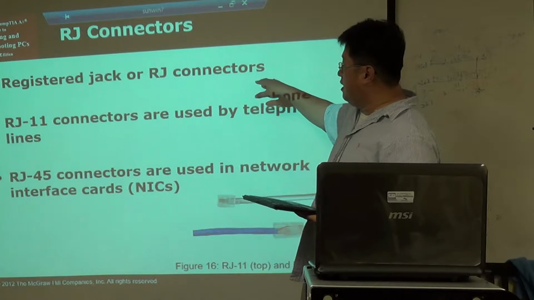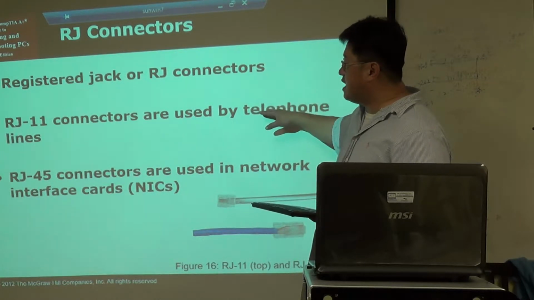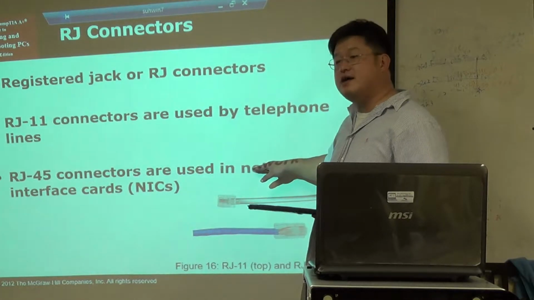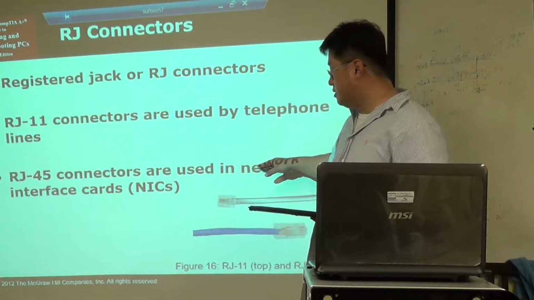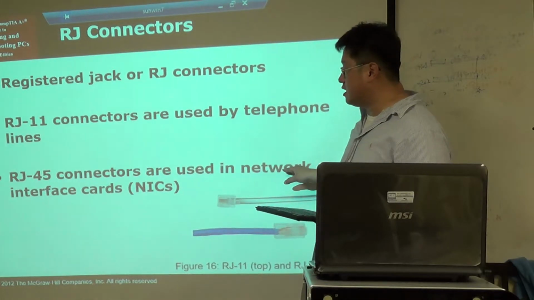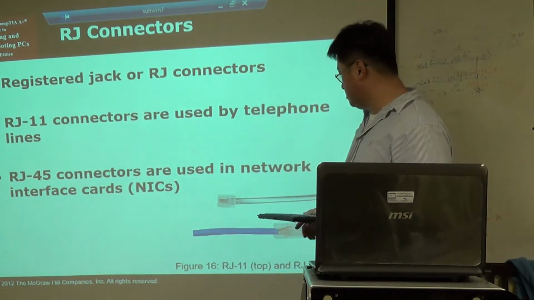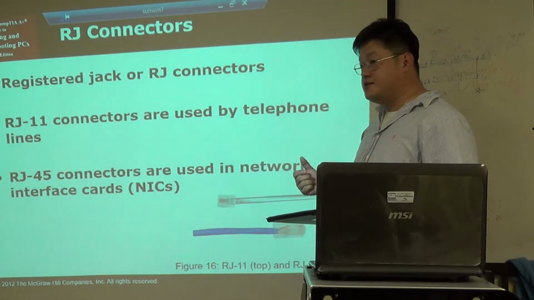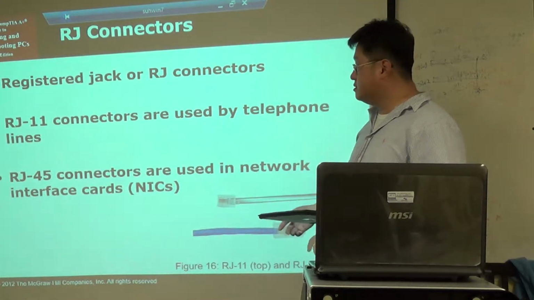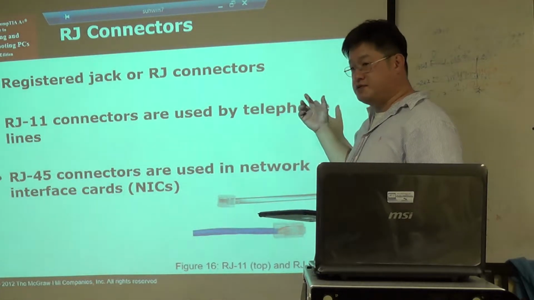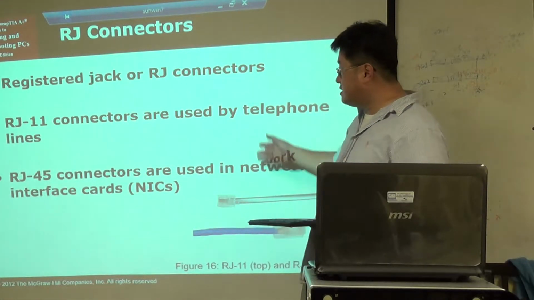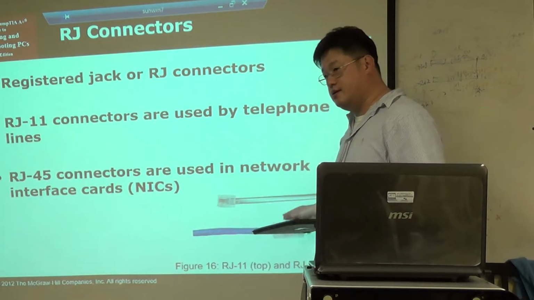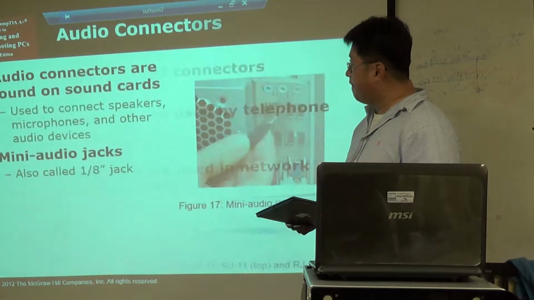RJ connectors, basically RJ11 and RJ45. RJ11 is for the telephone line. RJ45 is for data, for computers, and connects to the NIC, network interface card. So RJ45 is an Ethernet cable? Yes, when you say Ethernet cable, the official term is RJ45 cable. Telephone line is the smaller one, RJ11. RJ11 is smaller than RJ45, so you can tell by the size.